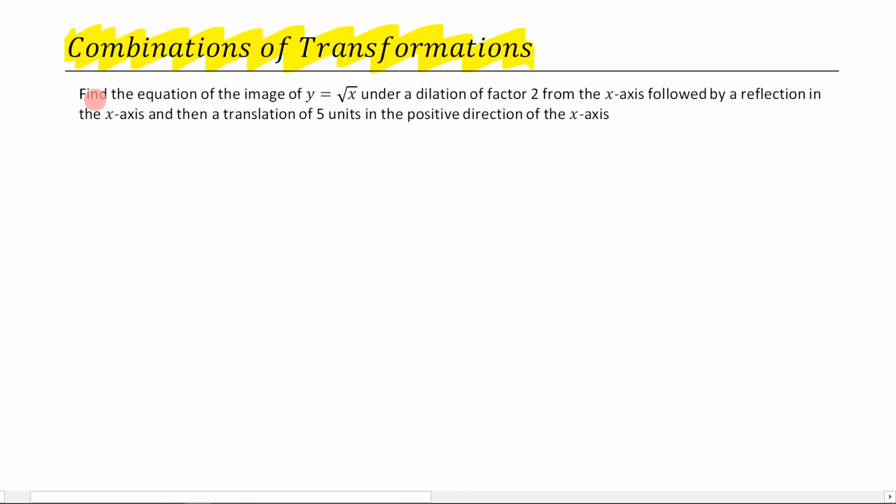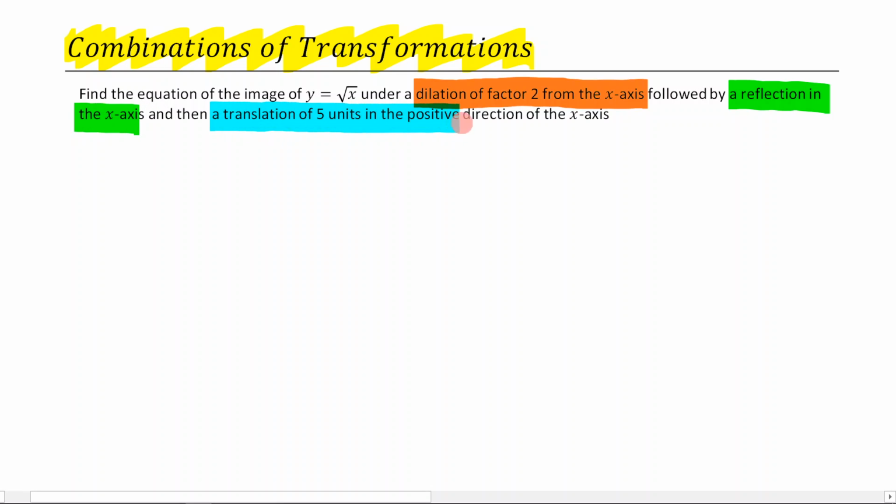It says, find the equation of the image of y equals the square root of x after a dilation of a factor of 2 from the x-axis, followed by a reflection in the x-axis, and then a translation of 5 units in the positive direction of the x-axis. So as you can see there, I've highlighted in 3 different colors, there are 3 different types of transformations which are being applied to our graph here.